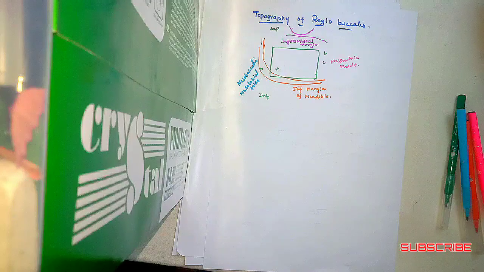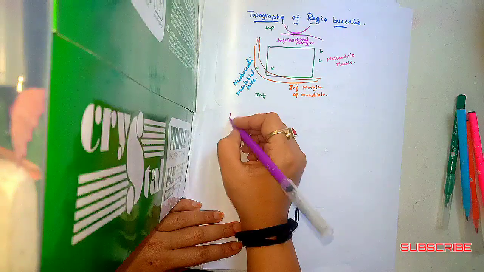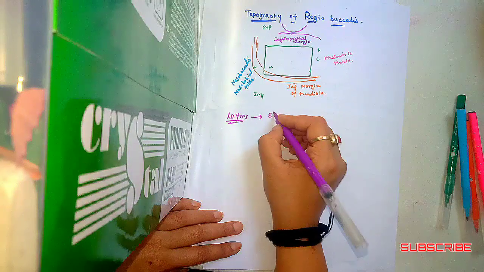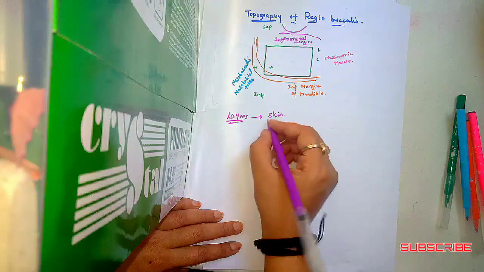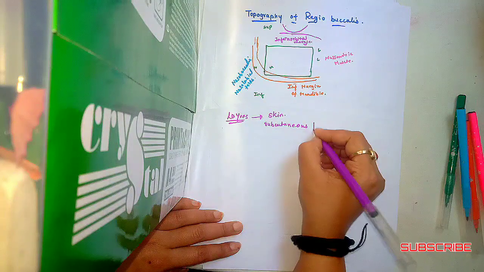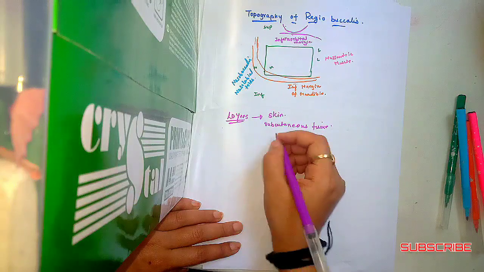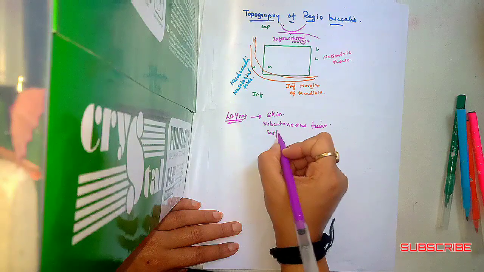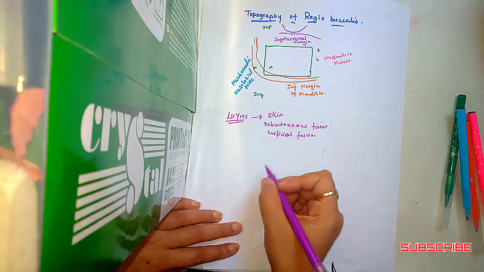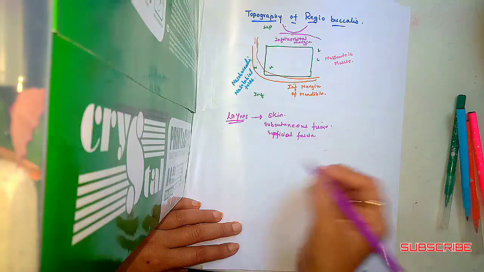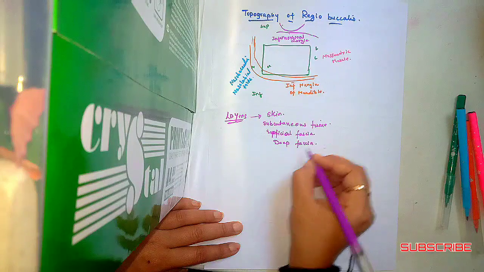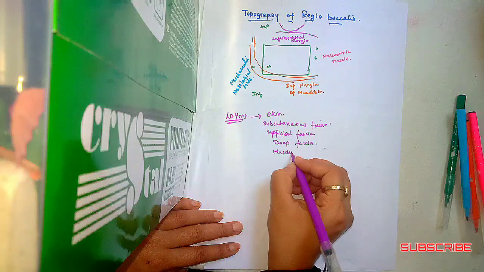Now we will see the layers of the buccal region. First the skin, then we have subcutaneous tissue, then superficial fascia, then deep fascia, and then we have muscles.